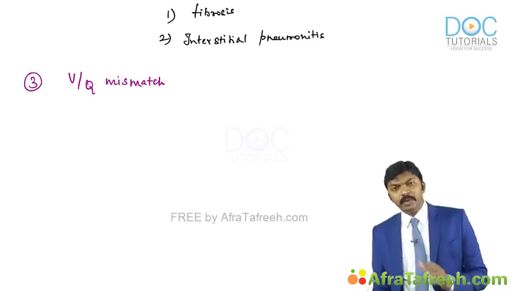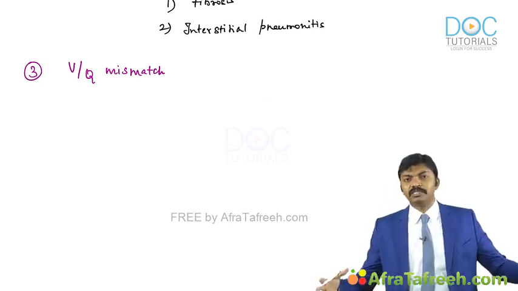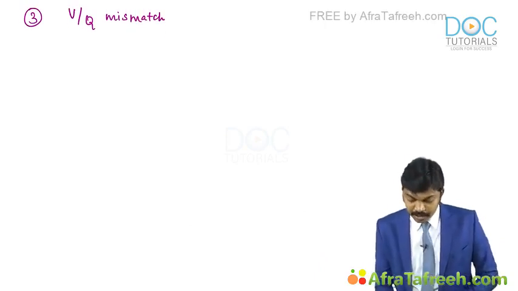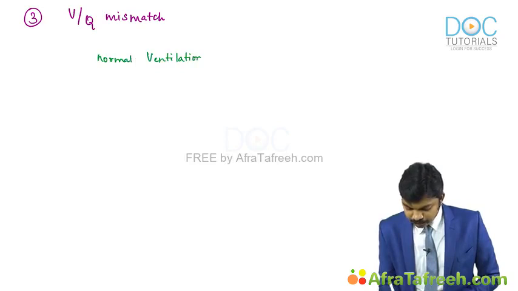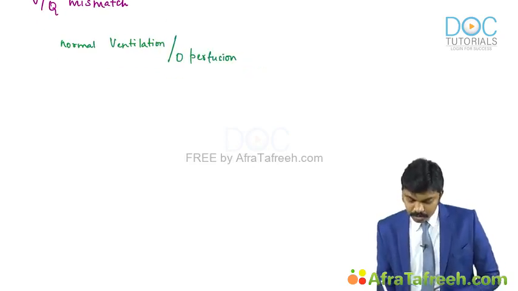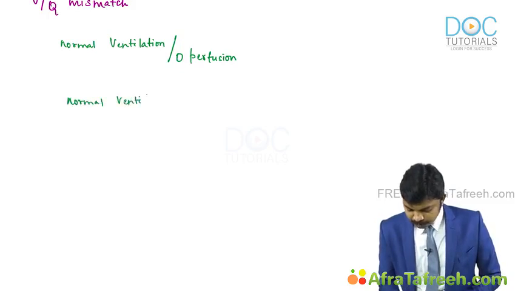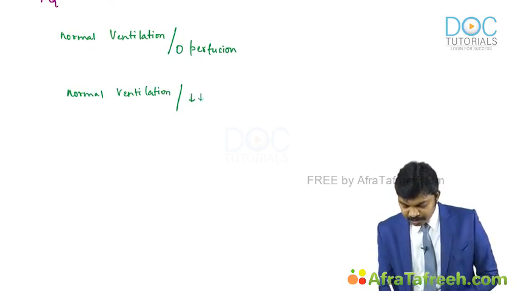When it comes to ventilation perfusion mismatch, we have a huge spectrum of disorders that are getting covered in this topic. Let us take up the first condition, that is normal ventilation and zero perfusion, and there is going to be again a normal ventilation. Instead of complete absence of perfusion, there is a reduction in perfusion.